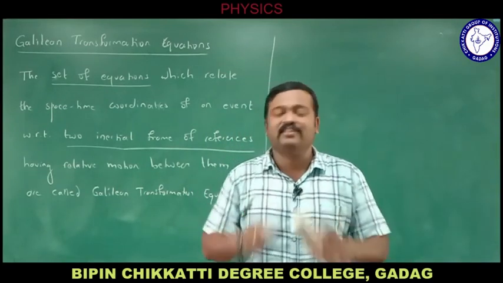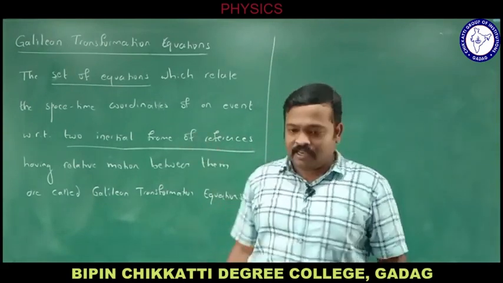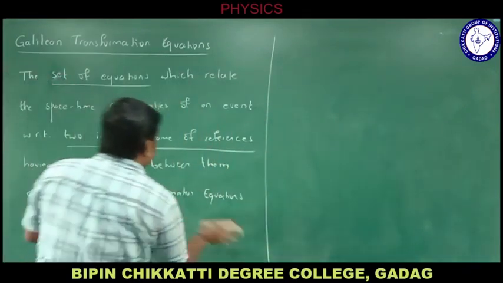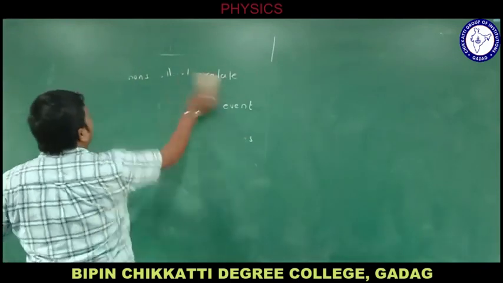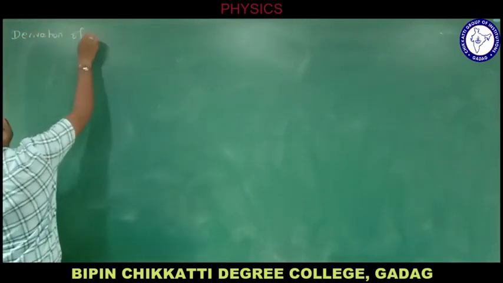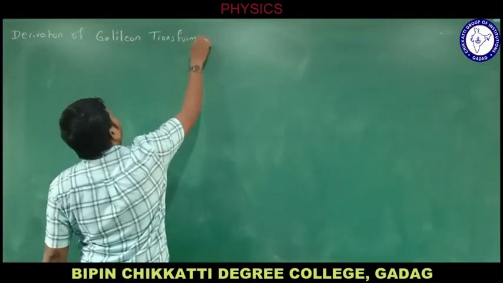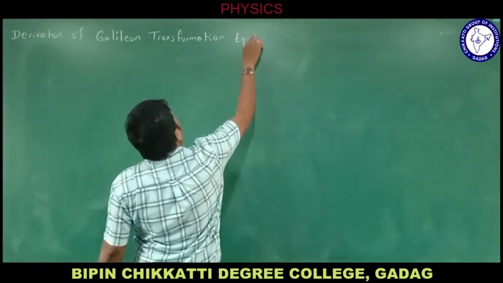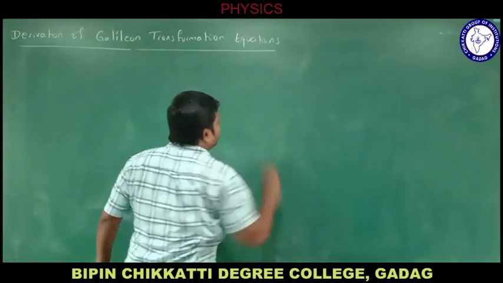Let us derive them. The next concept is the derivation of Galilean transformation equations. After knowing what Galilean transformation equations are, let us derive those equations. So what are these equations? That is the Galilean transformation equations.